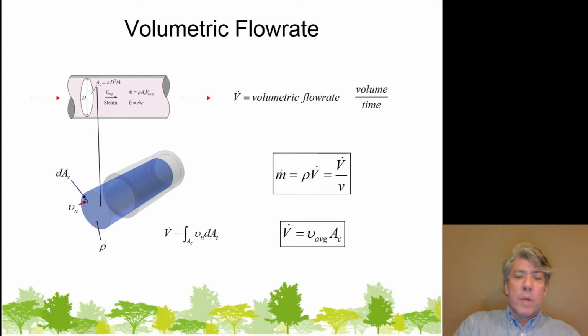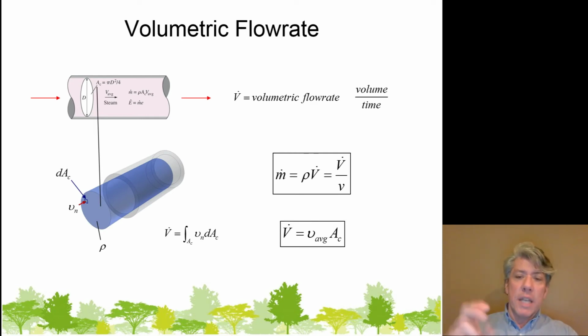Now, sometimes we don't really care about the mass flow rate. Sometimes we're interested in the volumetric flow rate itself. In that case, we don't have to multiply by density. We can simply integrate the velocity over the area, and when we do that, we'll get the volumetric flow rate. Again, we will use an average velocity, so it's easier just to write V dot equals the average velocity times the cross-sectional area. And of course, that's almost all the way to mass flow rate.